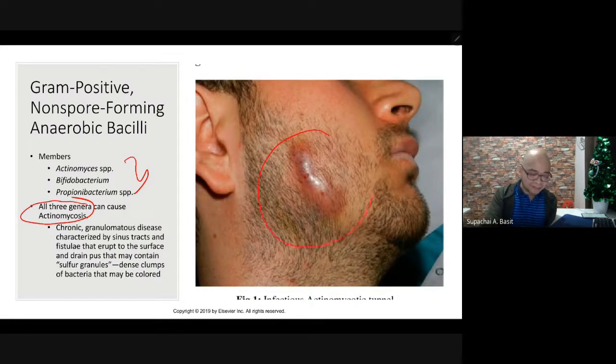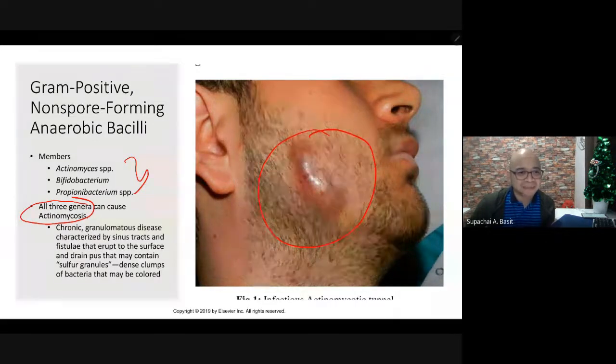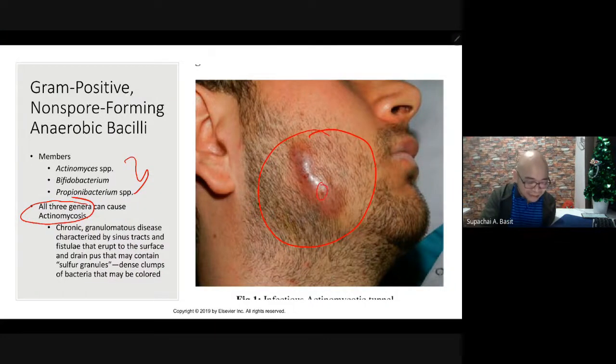And this is an example of actinomycosis. So when we say actinomycosis, it is a chronic granulomatous disease characterized by sinus tracts and fistulae that erupt to the surface and drain pus. So may mga nana dito na lalabas. And the pus may contain sulfur granules, dense clumps of bacteria that can be colored.